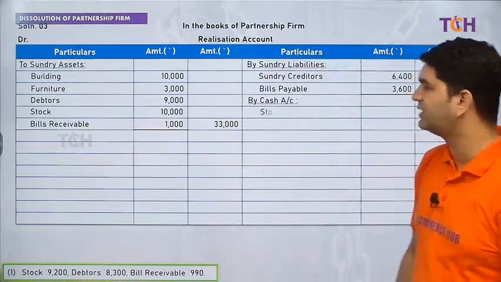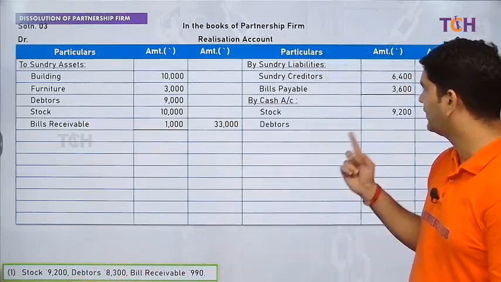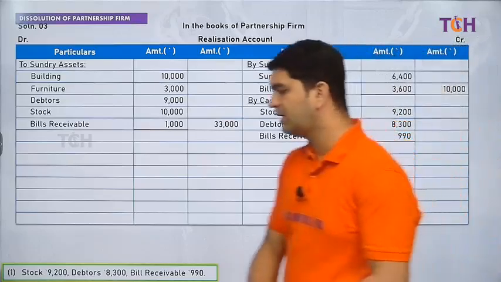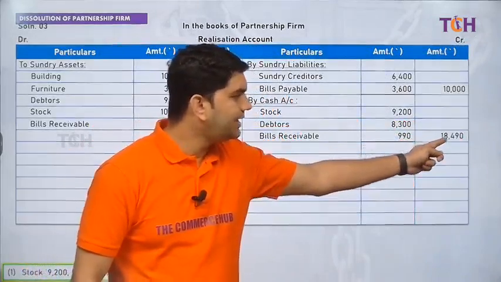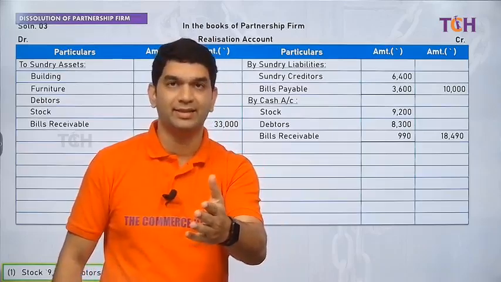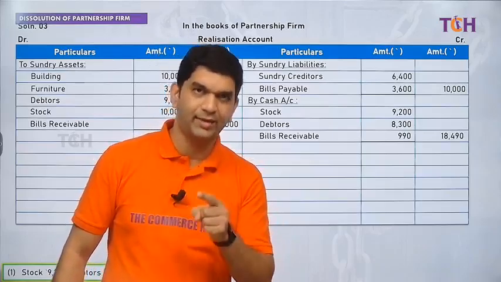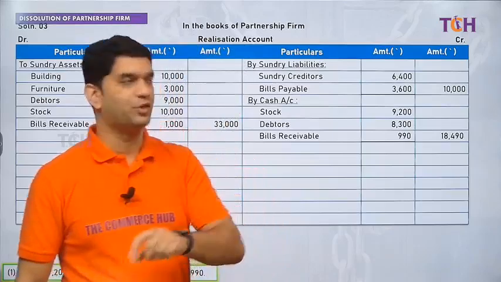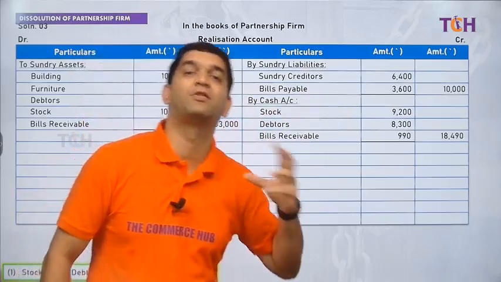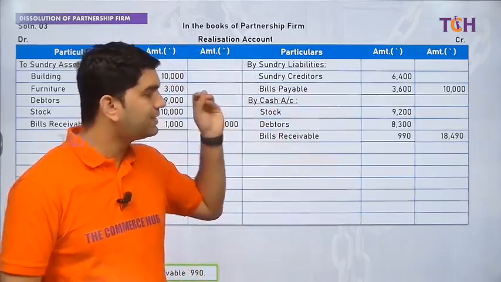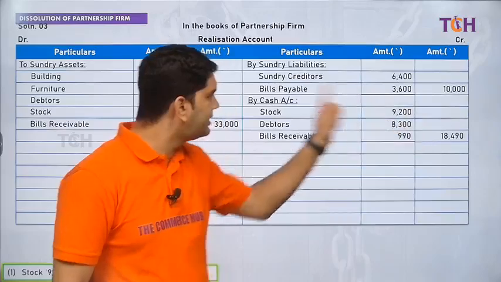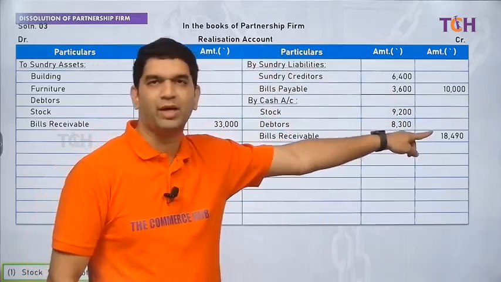These are the amounts we have received. So stock, debtors, and also we have bills receivable. Okay, so the total amount in outer column is 18,490. This is the amount which we have realized from selling our assets. Okay, so we are getting money. I repeat, entry is cash to realization. This is just for information purpose, for how much we have got from each asset individually. We have recorded it to understand how much money we got for each asset, but the actual entry is cash to realization, which is 18,490.